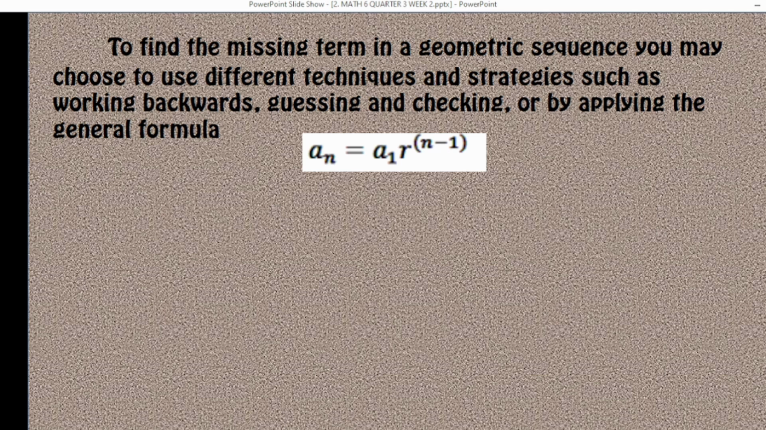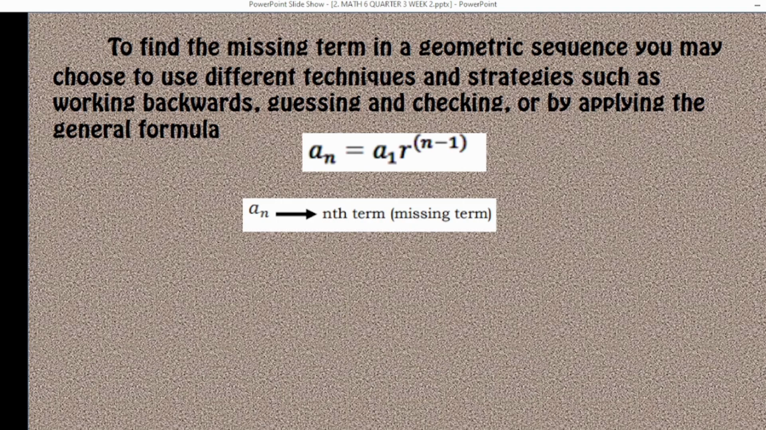an is equal to a1 r to the power of n minus 1. So mga bata, pwede rin itong gamitin sa pagkuha ng missing term, yung formula na yan. Pwede yung kaninang n-term formula, yung geometric sequence, at ito pa ang isang paraan para makuha ninyo ang missing term. An is equal to the nth term or the missing term. So yan yung nawawala or hinahanap na susunod na term, an.